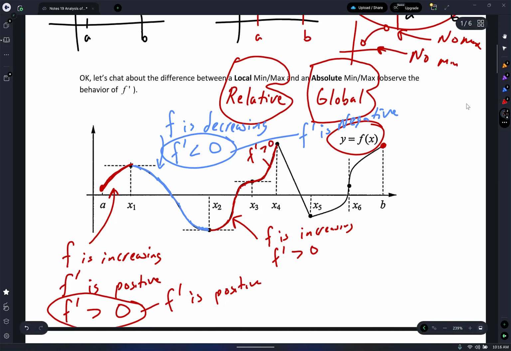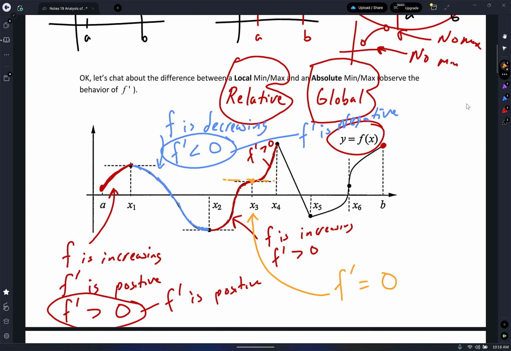I should also mention, I'm going to burnt orange. At x3, f prime is 0 because you have a horizontal tangent. Do you see that, guys? So I'm not including the point x3. I'm just saying f prime is positive only on the open intervals between x3 and x4. Cool or not cool?